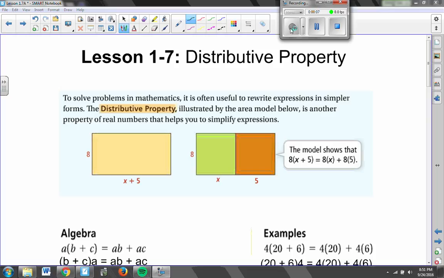Today we're talking about the distributive property. And the distributive property is something that helps us to rewrite expressions in a simpler form. We're going to use the distributive property to rewrite an expression with no parentheses. Okay, that's going to be our goal.